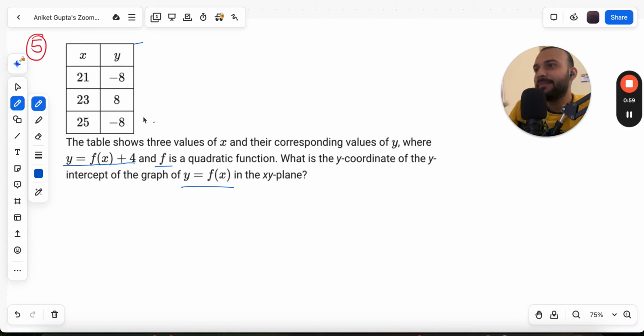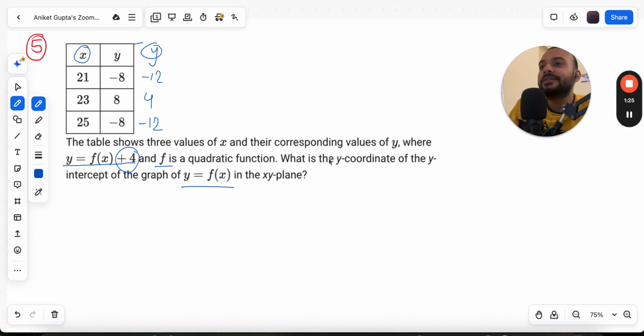So how do we convert them into f of x? Do that quickly. This will become negative 12, because negative 8 minus 4 is negative 12, and the next one is 4, and negative 8 minus 4 is negative 12 again. Why did we subtract 4 from each value? Because it's given to be f of x plus 4. So if I need f of x, I need to get rid of this plus 4. So I reduced the 4 from these values. Okay, now we have the x and corresponding y values for f of x.